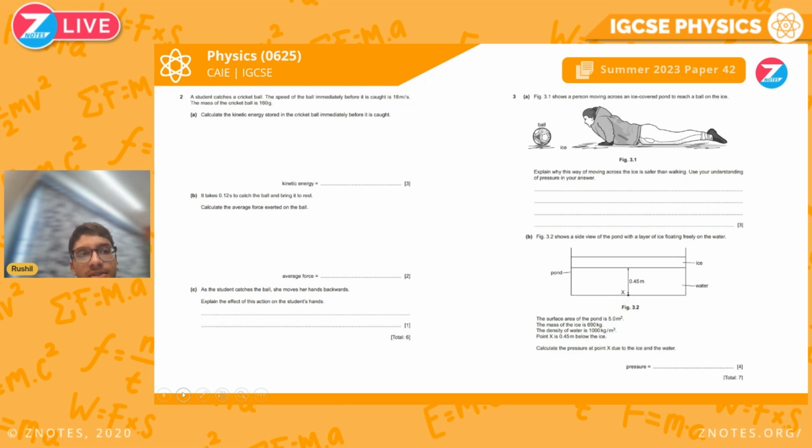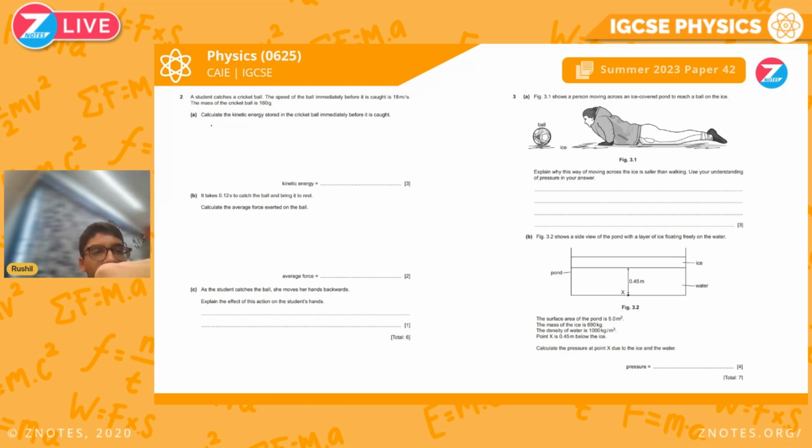Okay, so next up is question 2. A student catches a cricket ball. The speed of the ball immediately before it is caught is 18 meter per second. The mass of the cricket ball is 160 gram. Calculate the kinetic energy stored in the ball immediately before it's caught.